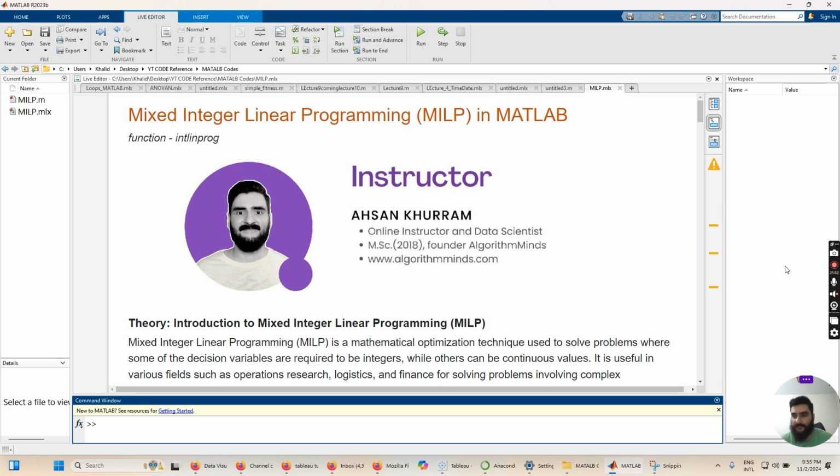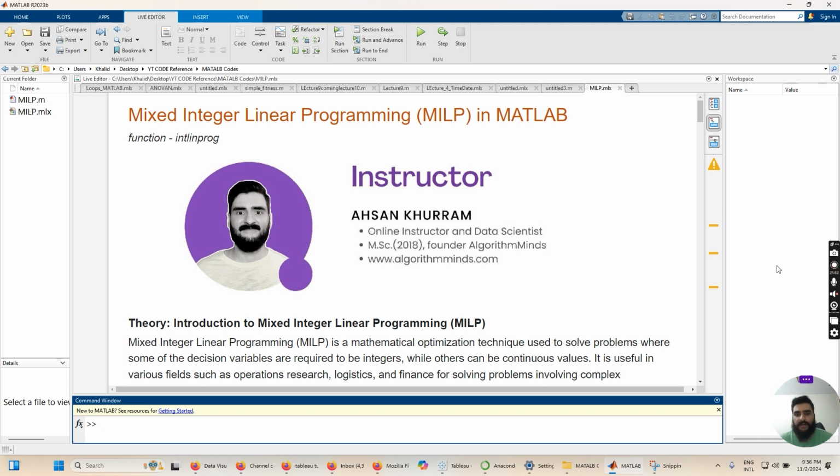So for today's tutorial, I'm going to teach you how we can implement mixed integer linear programming in MATLAB. This is an optimization technique that is used to solve problems where some of the decision variables are required to be integers while others can be continuous values. It is useful in various fields such as operations research, logistics, and finance for solving complex problems.